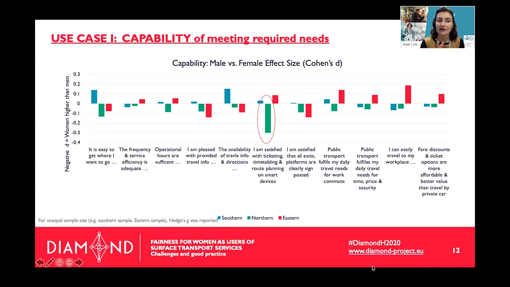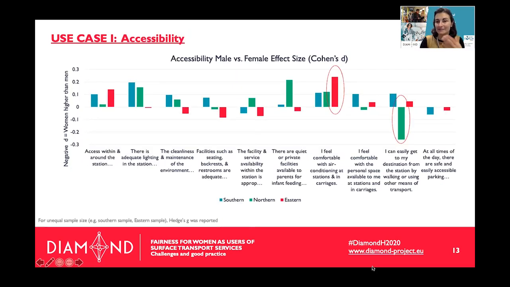A negative D means that women are actually more satisfied than men for certain types of characteristics. So, for instance, in the Northern European sample that we collected, the ticketing and timetable information on smart devices was a characteristic that women rated higher in general than men did. Similarly, we collected, for instance, comfort.